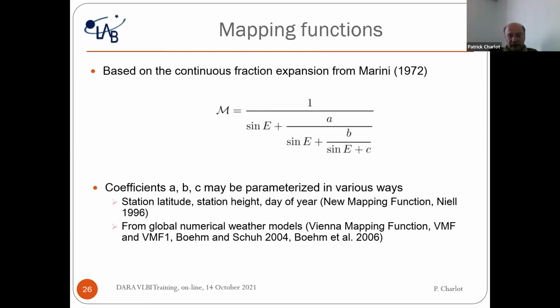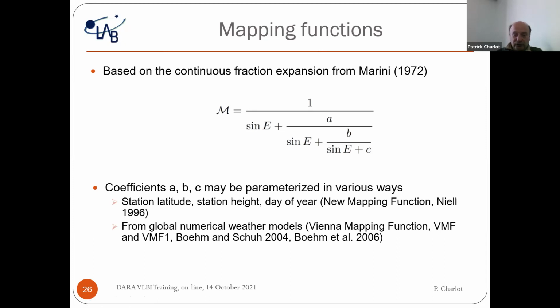And just to give you a feeling about what a mapping function is, it can be like this. This is a basic one. It depends on the sine of the elevation of your antenna at your site. And then you have coefficients which have been calculated over the years in various ways. They can depend on the latitude, the height of the station, and the day of year, because it may depend on seasons. You also can infer these coefficients from numerical weather models, where they are determined empirically from actual data from these models.